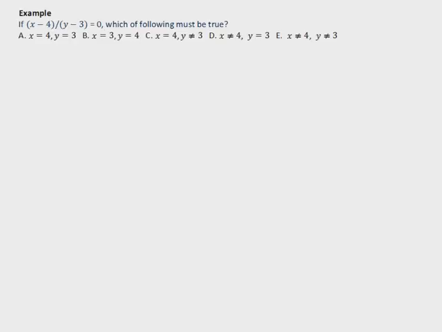If x minus 4 upon y minus 3 is 0, which of the following must be true? x minus 4 over y minus 3 is equal to 0. Well, what's the first thing I can say when I see a rational expression? The denominator can't be 0. So I have to say y minus 3 cannot be 0. So the denominator can't be 0, which means y cannot equal 3.